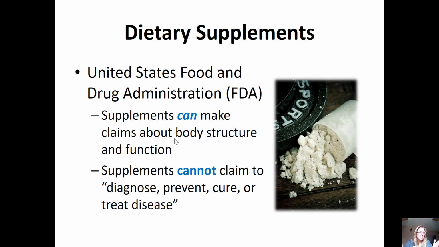So when you see those claims on the front of your packages for your supplements, I guarantee on the back of it somewhere you're going to see that FDA disclaimer saying, hey, the FDA doesn't support this claim, right? So supplements have to contain that FDA disclaimer.